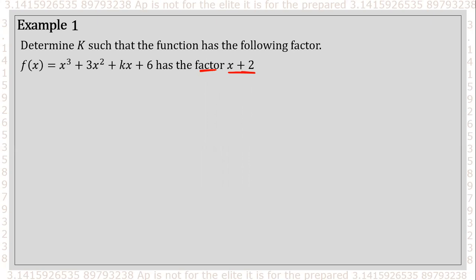0. Okay, so pretty much what I'm saying is that if you were to solve x plus 2 equals 0, I would get that x equals negative 2. Now, the factor means that there is a 0 remainder. So if I substitute negative 2 into this function that they gave me, my value should equal 0 if I substitute negative 2 into every x value, if I evaluate for negative 2.